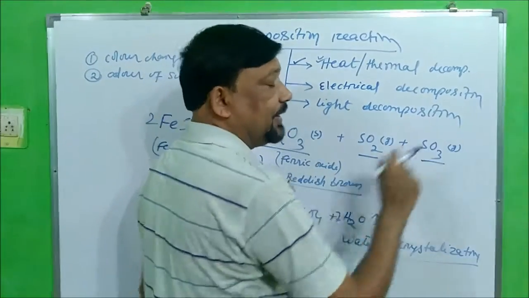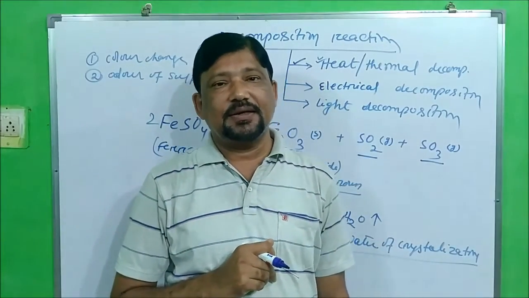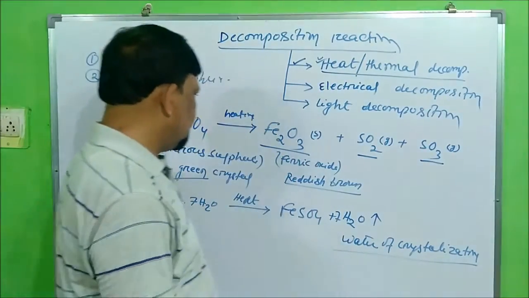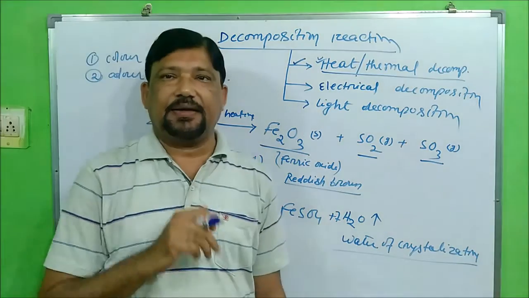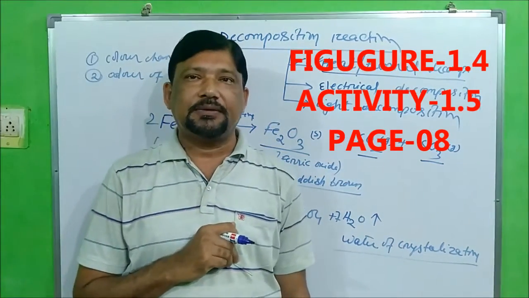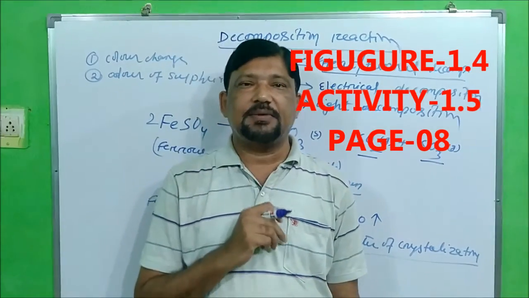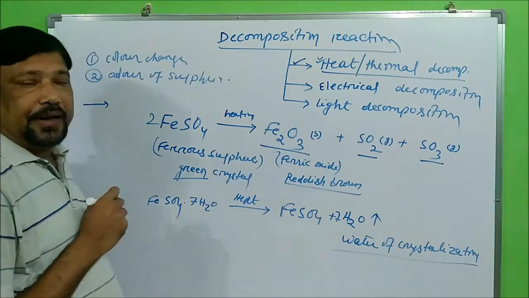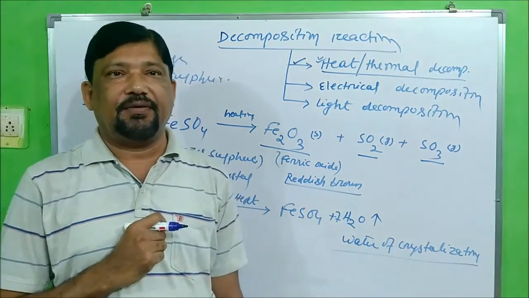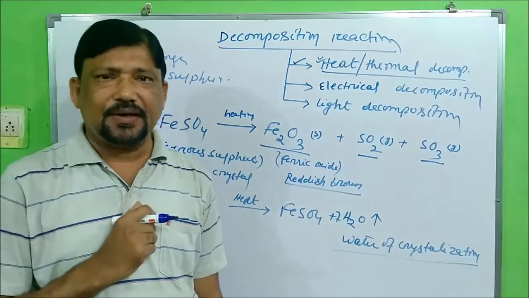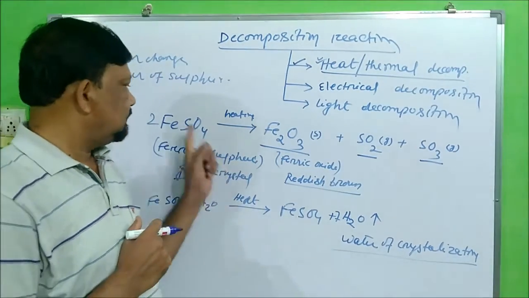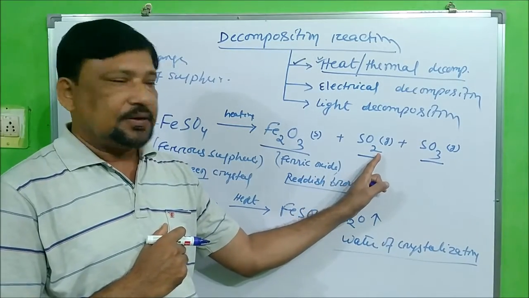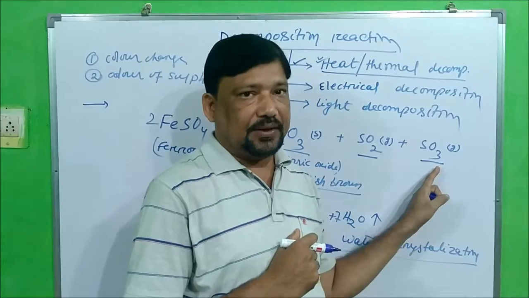And the third one is light decomposition, where sunlight is required. Let us see one example for heat or thermal decomposition. In your book, you can see figure number 1.4, activity 1.5, on page number 8. There, in a hard glass test tube, you have to take a few crystals of ferrous sulfate, which is green in color. When it is heated, it changes to ferric oxide, sulfur dioxide and sulfur trioxide.